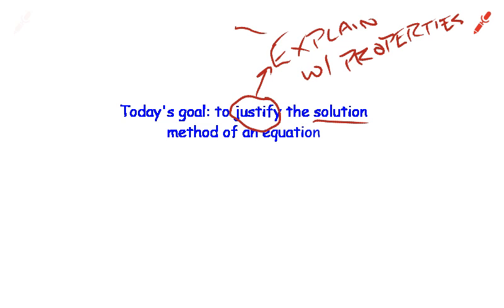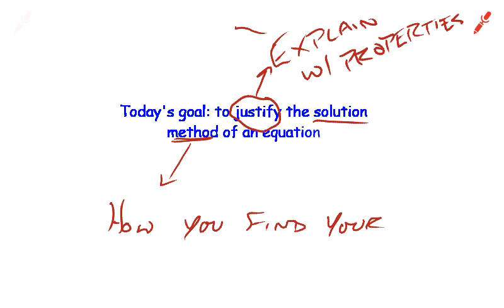So we are going to explain with properties what? Well, the solution method. The solution method, ladies and gentlemen, is how you find your solution. So in other words, we are going to explain using properties how we found our solution to an equation. Not that complicated. In fact, I'm only going to give you 3 examples, then you're going to work through 2 with either Miss Ramirez or Miss N, depending on your class, and then you have 3 to do on your own, and that's it for today. Simple day of notes.